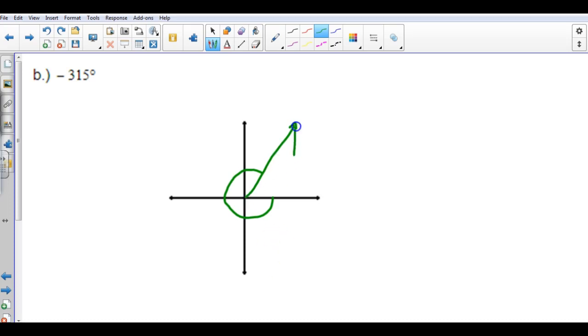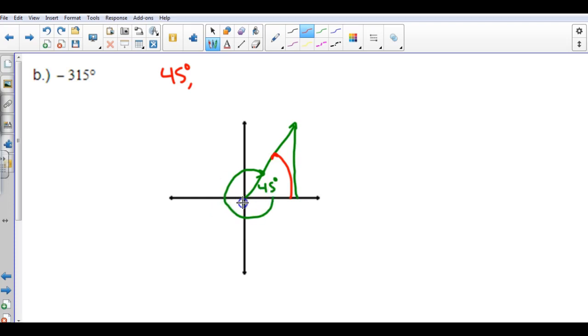If I want to know what my reference angle is, forget negatives for a second. Just realize a full circle is 360. If I take 360 minus 315, I'm going to get a reference angle of 45 degrees. Okay, so right away I have that. The fact that I drew this clockwise makes it negative. So the easy part of this is identifying what my positive coterminal angle is. Since we're going from the x-axis just up here, my positive coterminal angle is just 45 degrees.